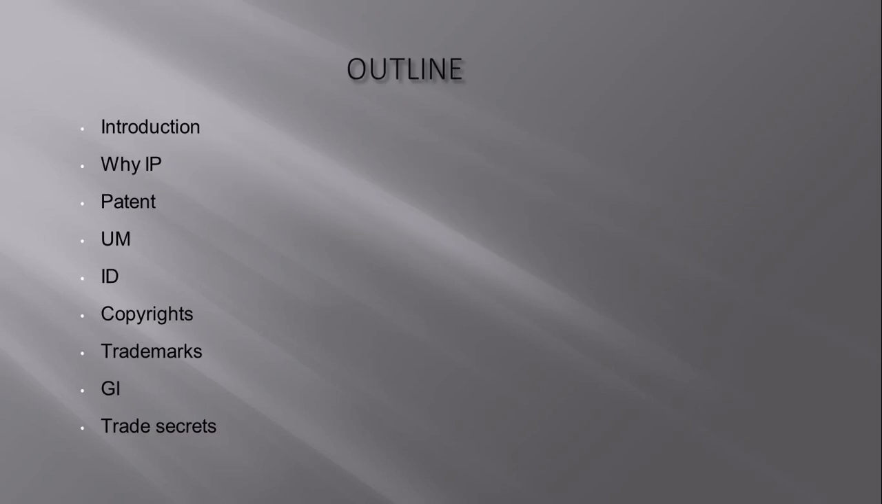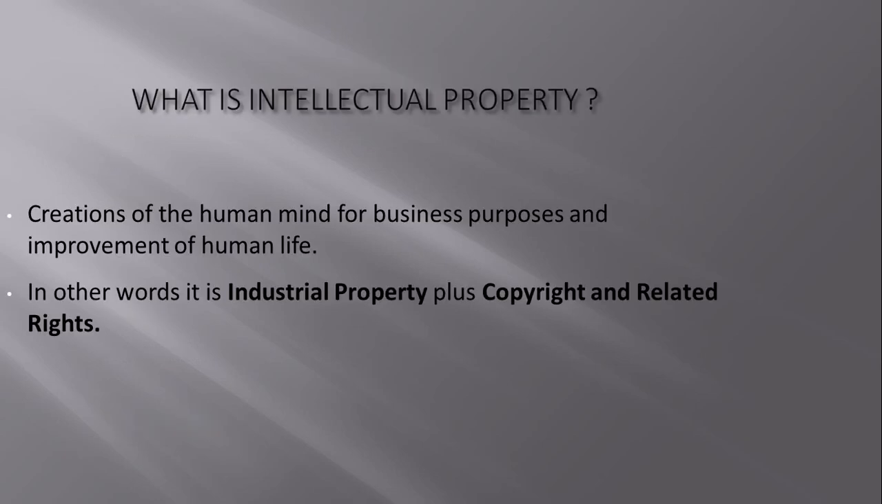So today we want to look at various components that will make us familiar with the various tenets of intellectual property. But before we talk about the main tenets of intellectual property, which are patents, utility models, industrial designs, copyrights, trademarks, geographical indications, and trade secrets, we just want to have a little appreciation of why intellectual property.